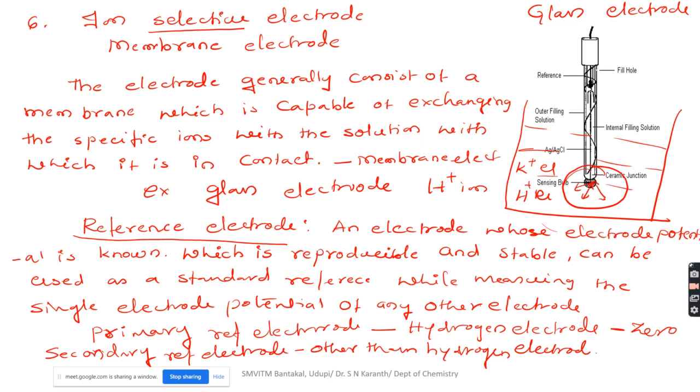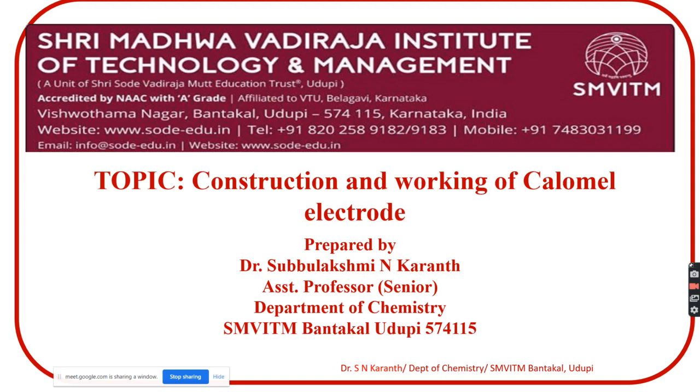Then the reference electrode. An electrode whose potential is known, reproducible and stable can be used as a standard reference while measuring the single electrode potential of any other electrode. There are two kinds of reference electrode, primary and secondary. The primary reference electrode is the one in which the electrode potential is set to 0, and the secondary reference electrode is one in which the electrode potential is determined on the basis of the primary reference electrode.